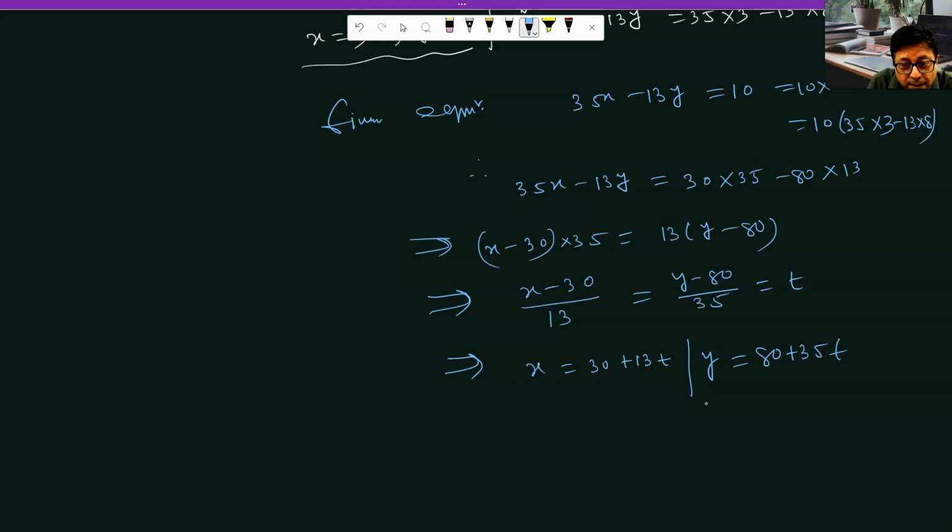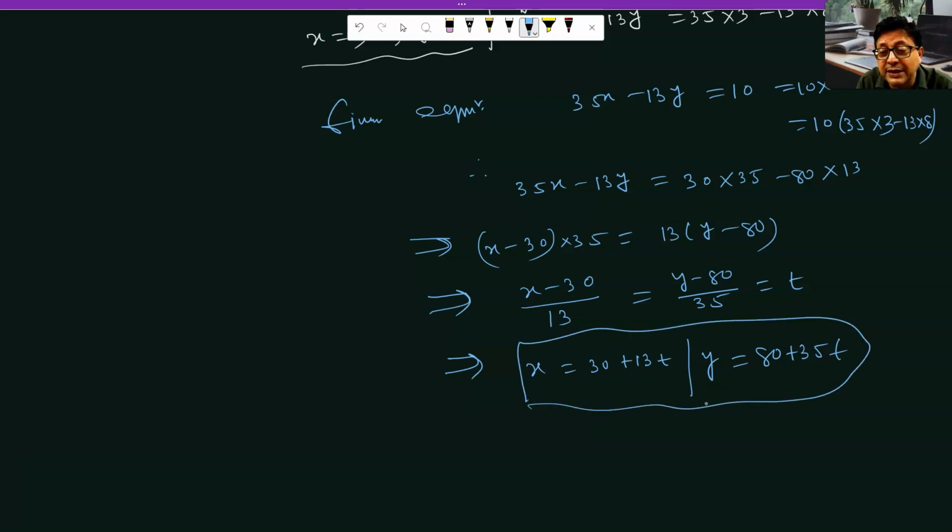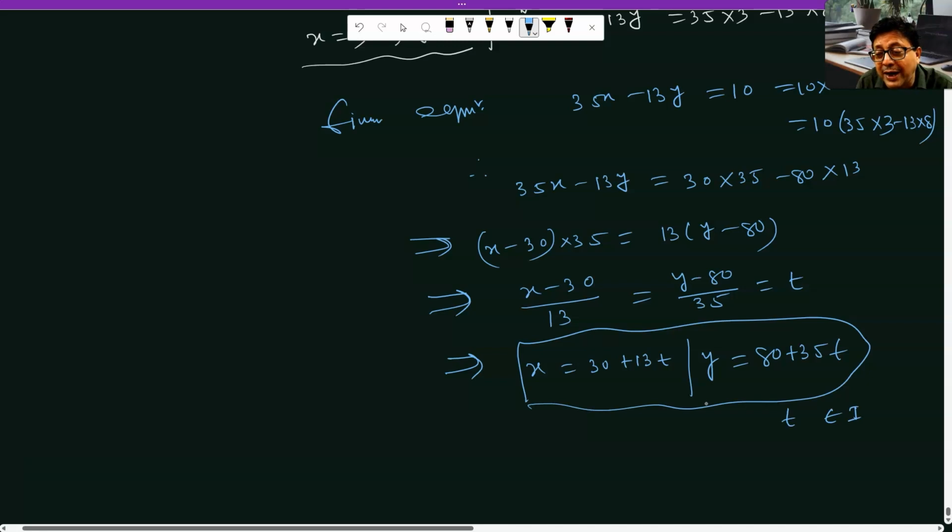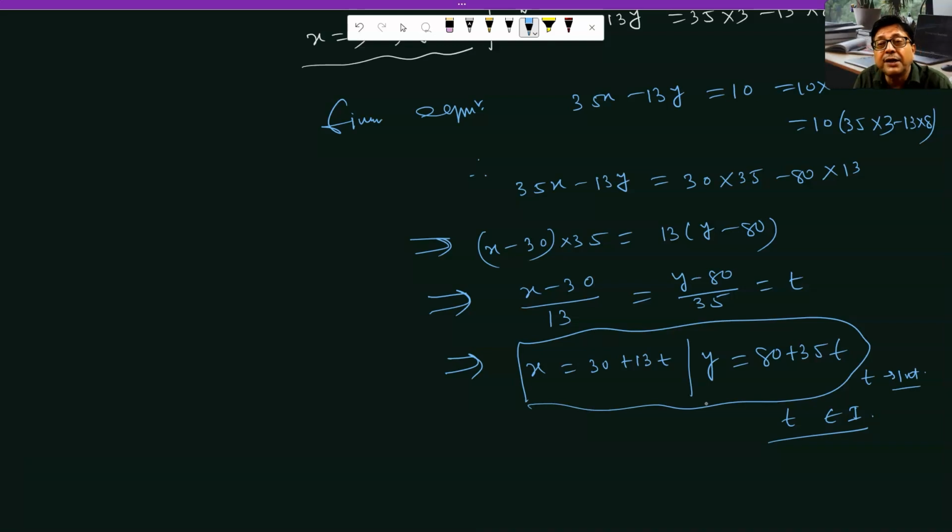Clear? So this is the general solution where t is an integer. T belongs to I, you write this way, or t is an integer. Clear? Any integer you take, this is the advantage, you will get a solution to this equation. You check it afterwards.